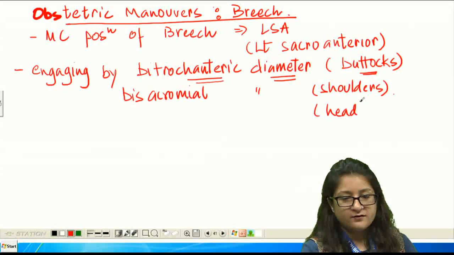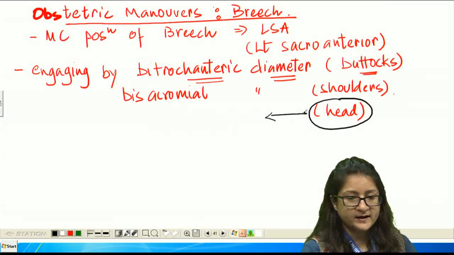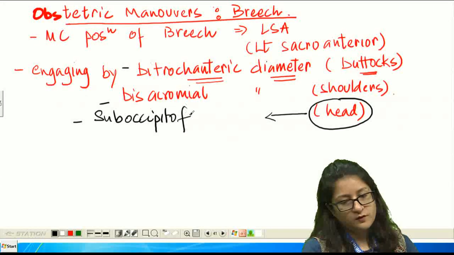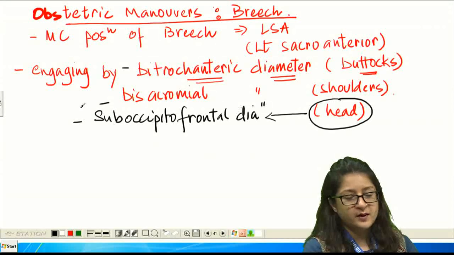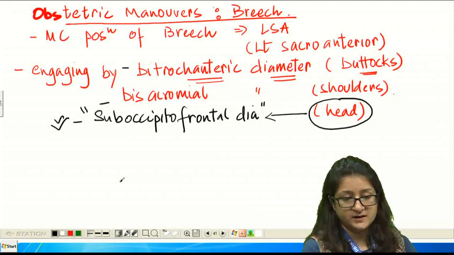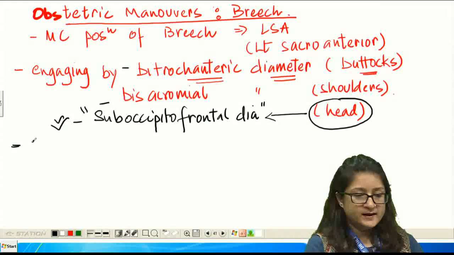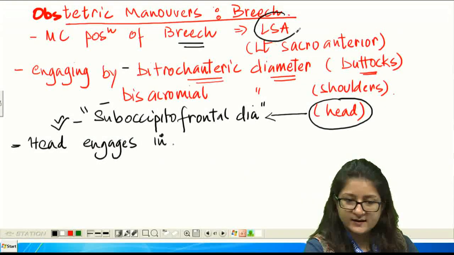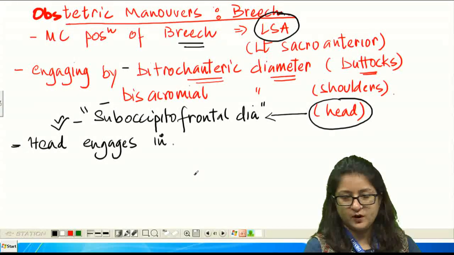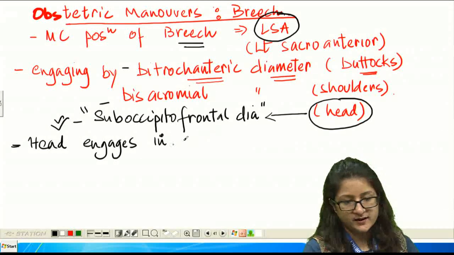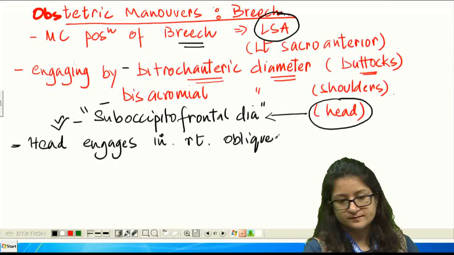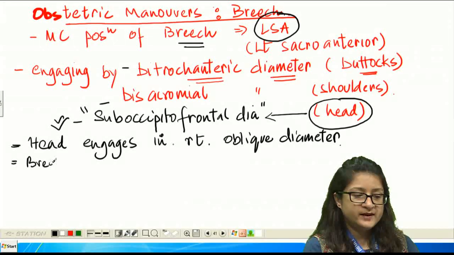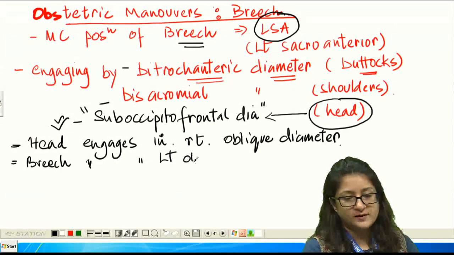Alright, what about the head? Very, very important point. The head is engaging by the suboccipitofrontal diameter. Very, very important point to remember, that the head is engaging by the suboccipitofrontal diameter. Another important point is that if the breech is engaging in the left oblique, left sacroanterior position, the head is engaging in the right oblique diameter, whereas the breech or the buttocks are engaging in the left oblique diameter.